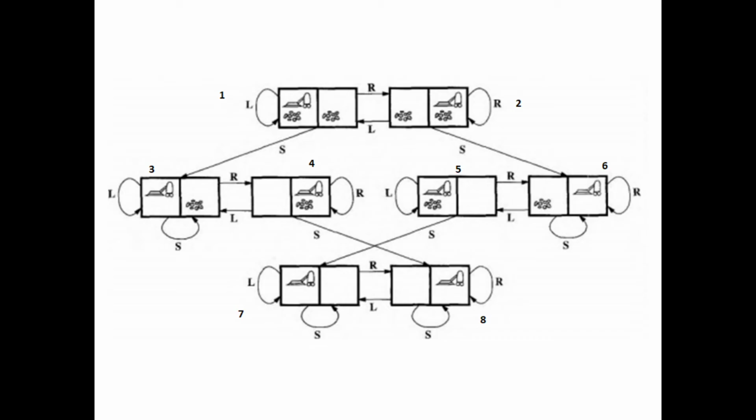Now we are at the third state. Then we will move to the right side. That means the vacuum cleaner moves to the right side. Here the vacuum cleaner performs the actions move left, move right, or suck, or do nothing. So at the third state the vacuum cleaner performs the action right side.